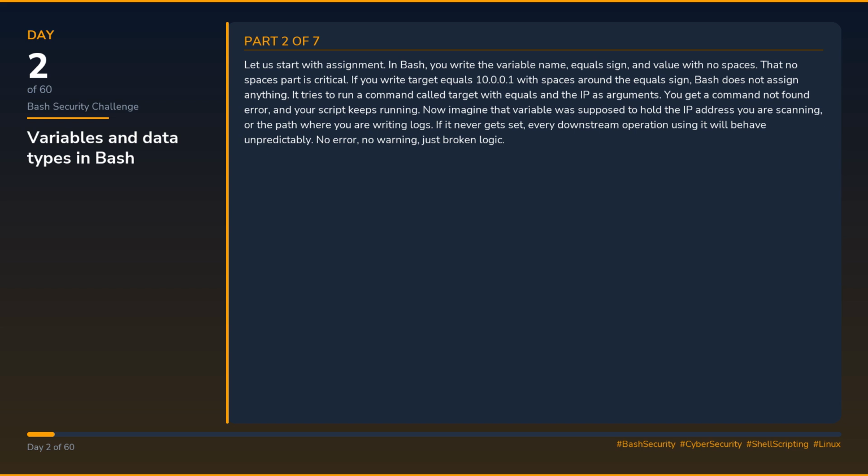Now imagine that variable was supposed to hold the IP address you are scanning, or the path where you are writing logs. If it never gets set, every downstream operation using it will behave unpredictably. No error, no warning, just broken logic.